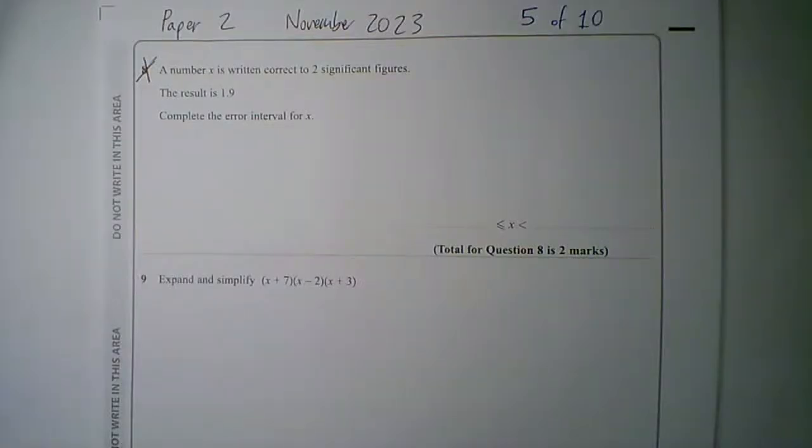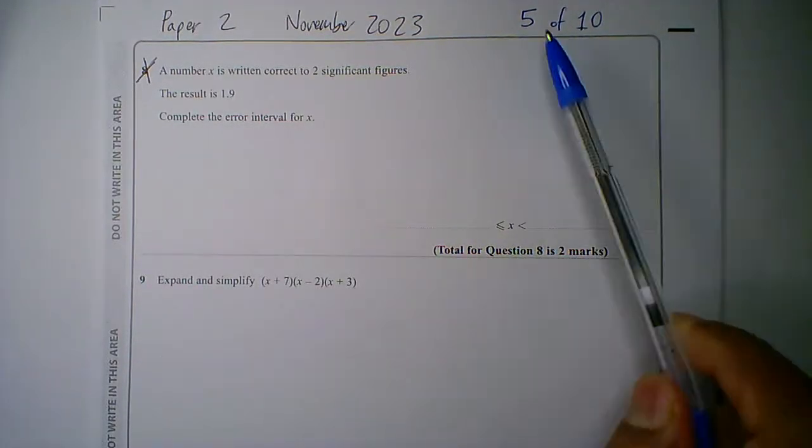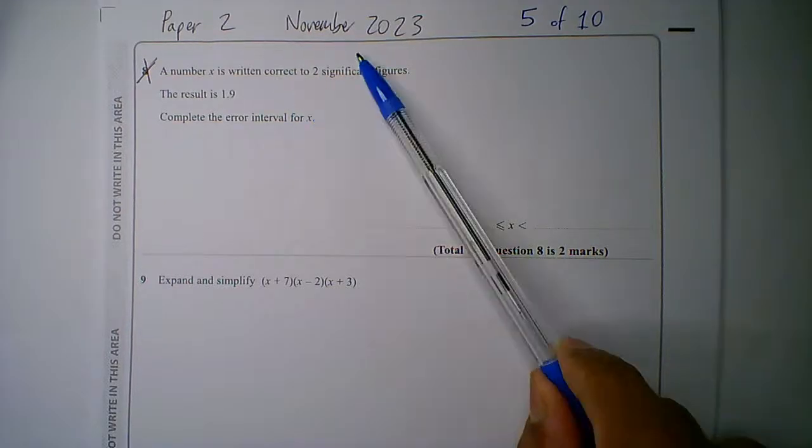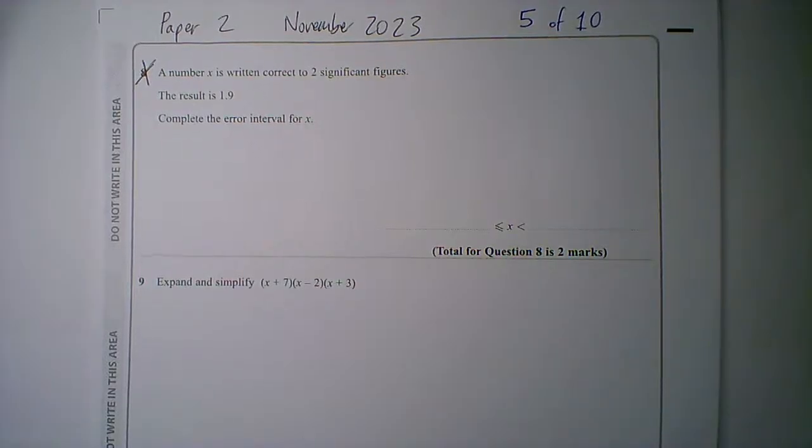And we are doing part 2 of expanding triple brackets. So this is where we left off, which is question 5 of 10. This is from paper 2, November 2023. This is our question.